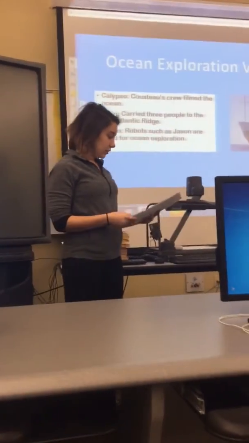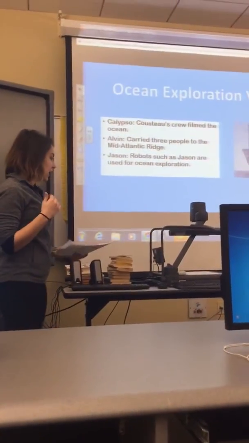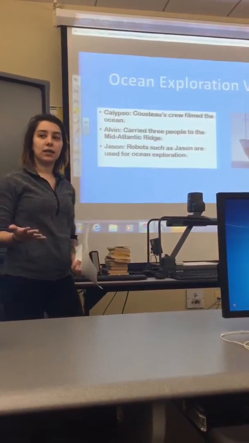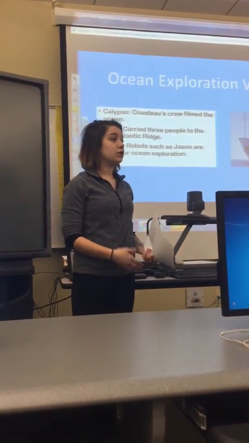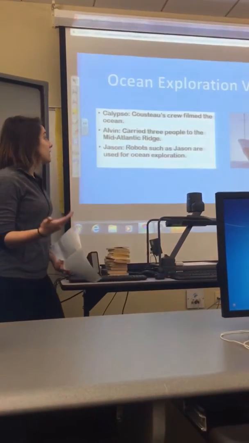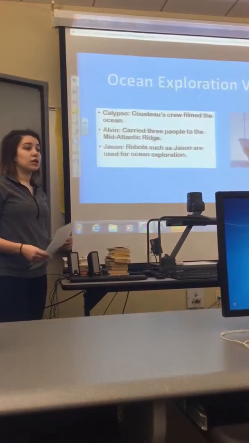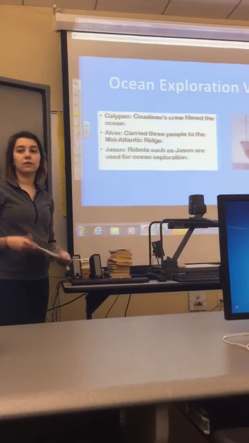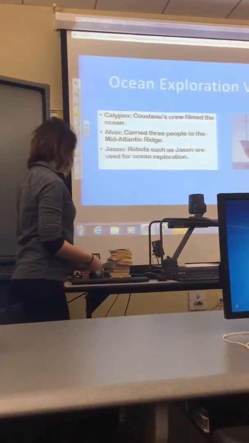What they used Jason for was that it became safer. They didn't want to risk people's lives by sending them down deep into the ocean, so they used a robot instead. This also was a good thing because the robots were able to stay down there longer, and like I said, it was safer than sending actual people down there to look.